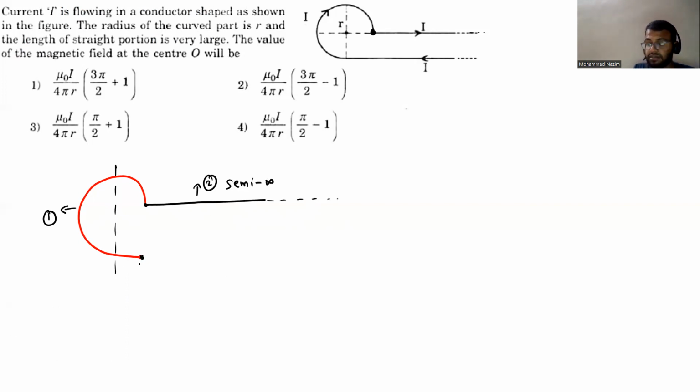And third is also a semi-infinite wire from here. This is 3/4 of a circle, and this end is also fixed, and the other end is going up till infinity. So this is also a semi-infinite wire.